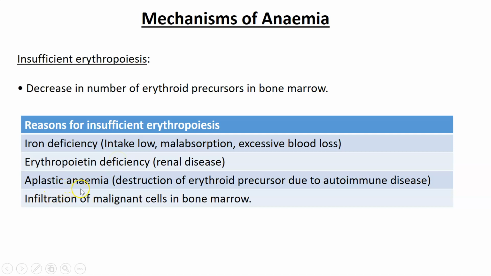Okay, aplastic anemia, a destruction of the erythroid precursors, and this could be due to an autoimmune condition. So it's your own immune system producing antibodies towards the precursors or even the stem cells that make up red blood cells. Okay, and another reason could be cancer.